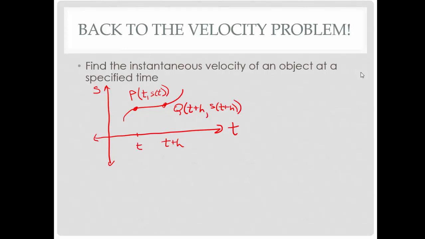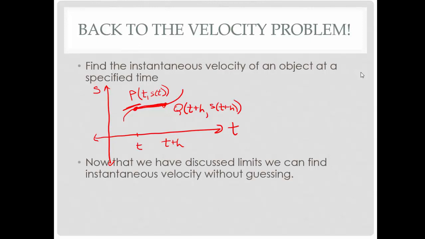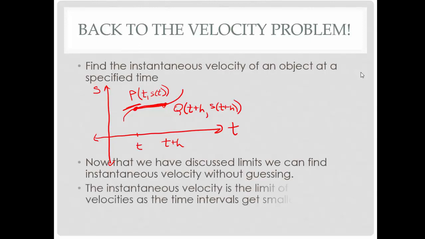You're looking at average velocity, which is also known as slope of a secant line if you're talking about a graph, in order to estimate instantaneous velocity, also known as slope of the tangent line if you're talking about a graph. So now that we've discussed limits, we can find this instantaneous velocity without having to guess based on the average velocities. The instantaneous velocity is the limit of the average velocities as those time intervals get smaller and smaller and smaller, or as you slide this Q closer to this P.